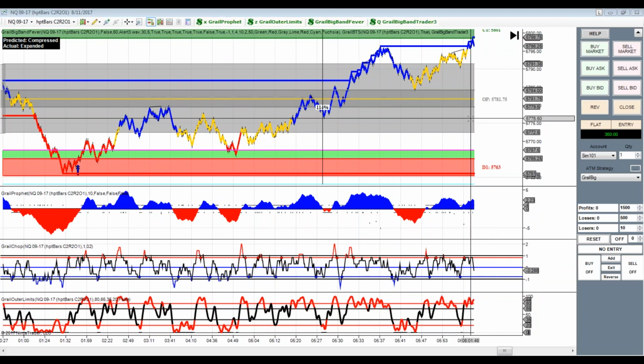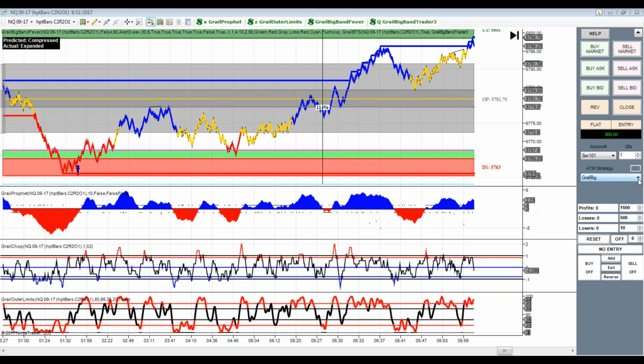All right, so once I reload it and I open up the chart trader, you'll see on the right-hand side we have the Grail trader. First thing you have to do, you have to put a valid ATM strategy in here, and we've talked about how to build those before. You want to have a valid ATM strategy.